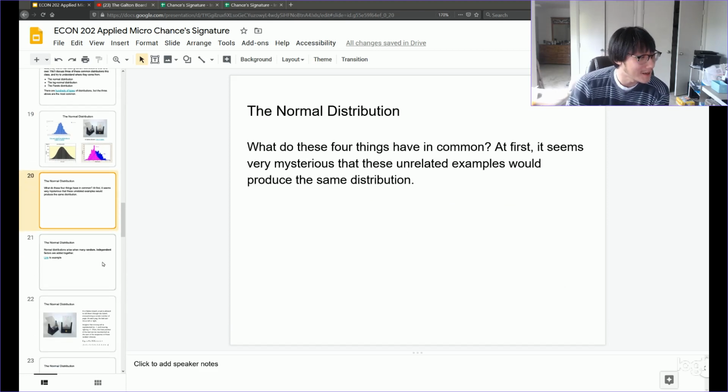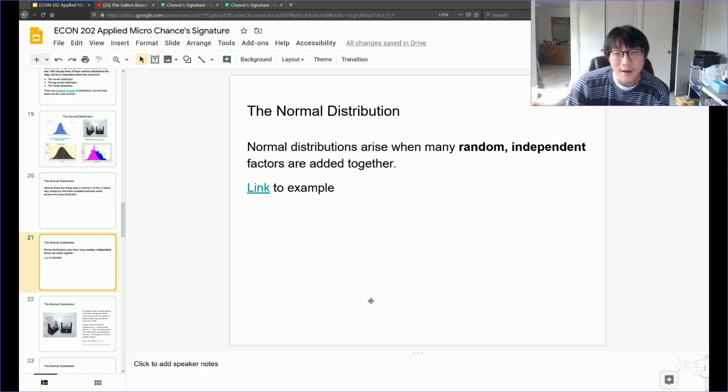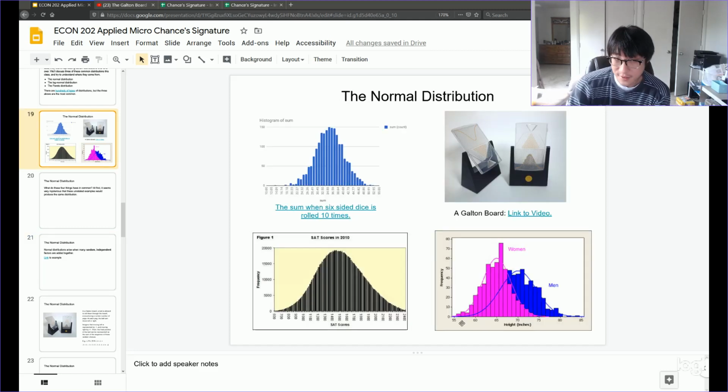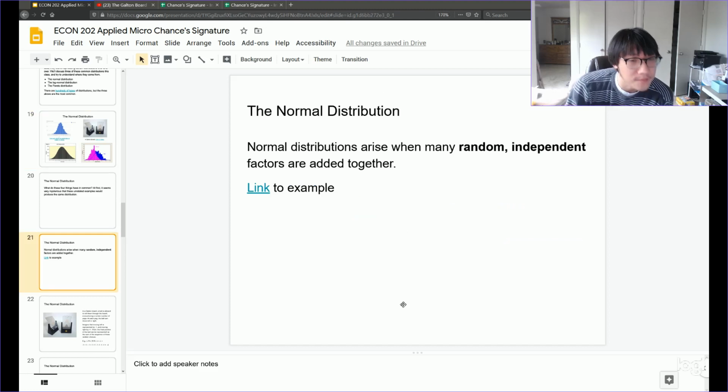Well, it is quite mysterious. The reason for it is that there is something linking all 4 of these phenomena. You see, normal distributions tend to arise when many independent factors are added together. Normal distributions arise when many independent factors are added together.